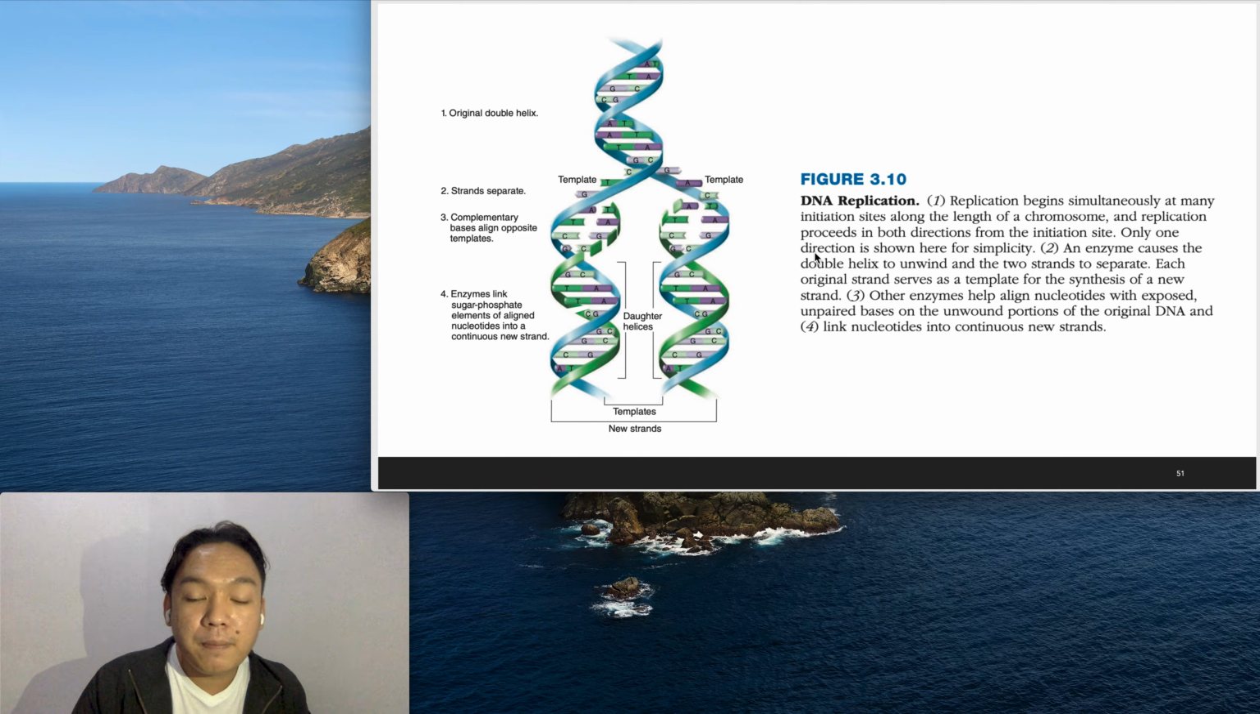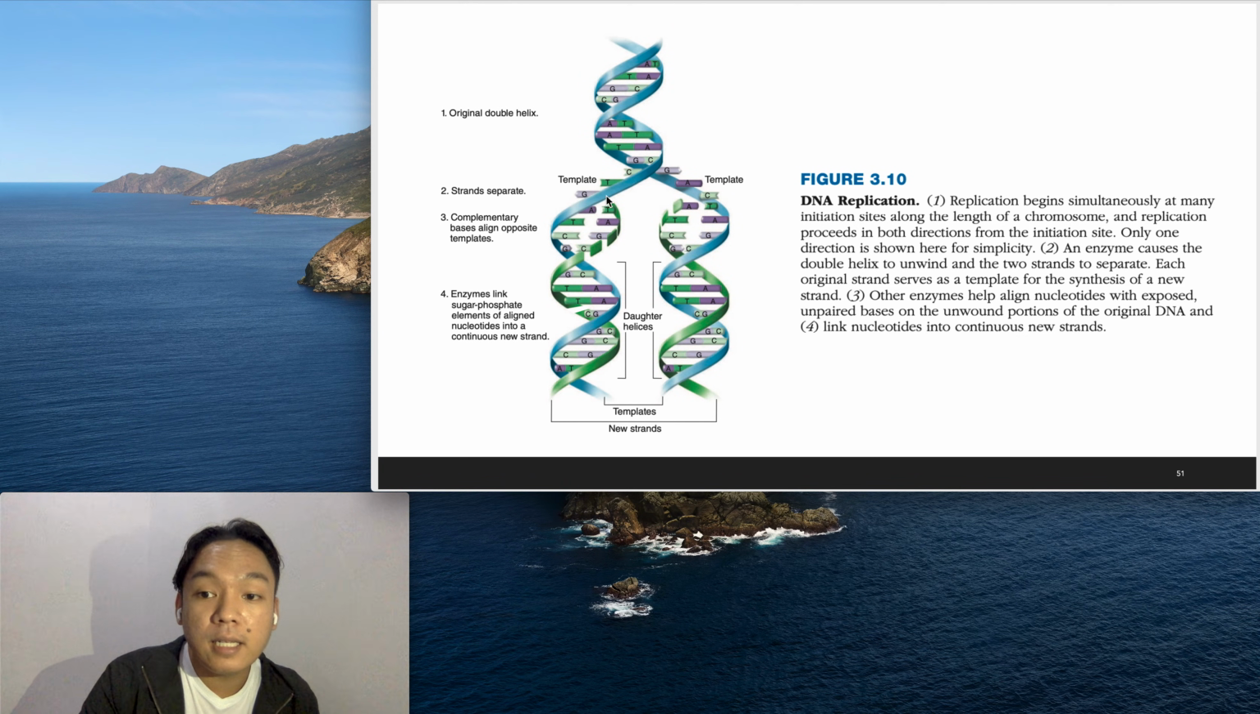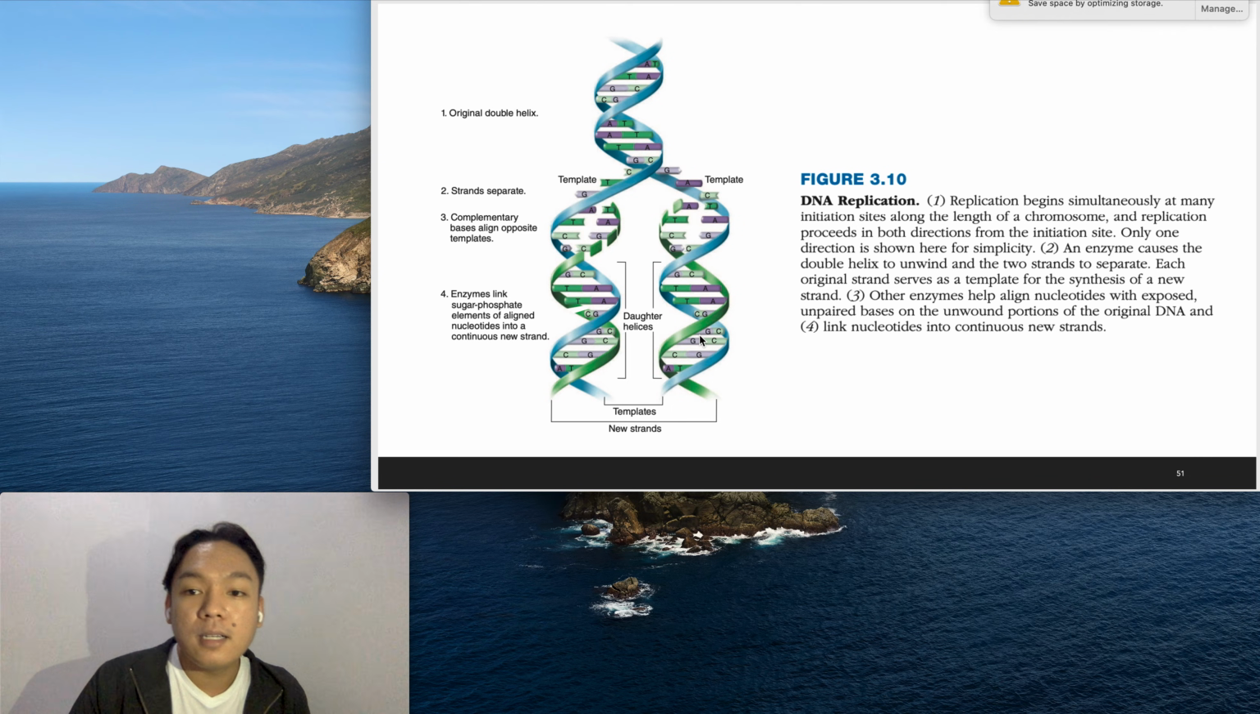So what happens during this time? In this example, there's only one direction shown for simplicity, and the double helix will unwind. The double helix will pass through here to unwind the DNA structure, and then the original strand will serve as a template for a new strand. Other enzymes, such as the DNA polymerase, will help position the nucleotides with exposed and paired bases on the unwound portions of your original DNA, and link the nucleotides into continuous strands, like the ligase.